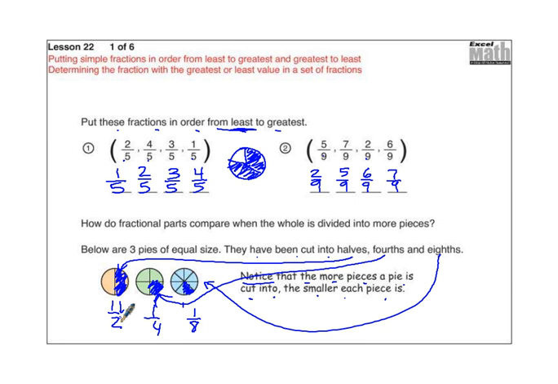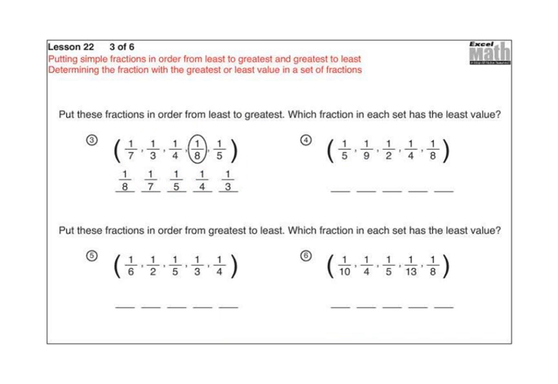Some people might think, just by looking at these fractions written like this, that 1/2 is the smallest because 2 is the smallest number. But it's actually just the opposite. 1/8 is the smallest because when you cut something into 8 pieces, each one of those pieces is going to be smaller than if you cut something into 2 pieces. Each piece is going to be bigger than those 8 pieces. All right, let's keep moving on.